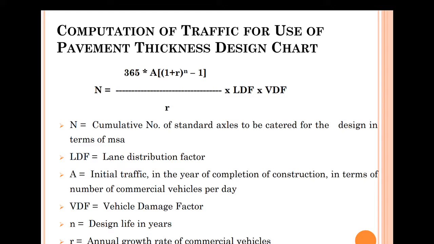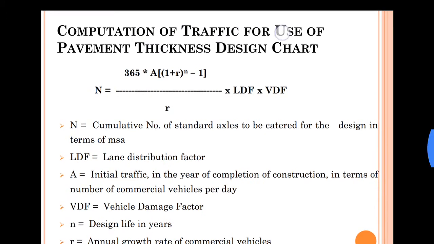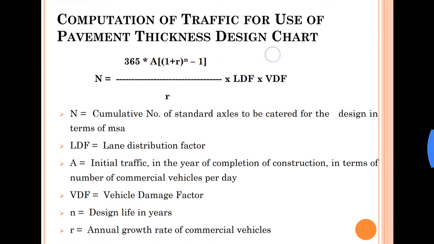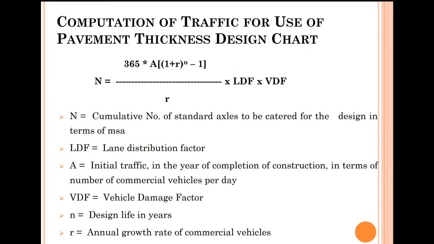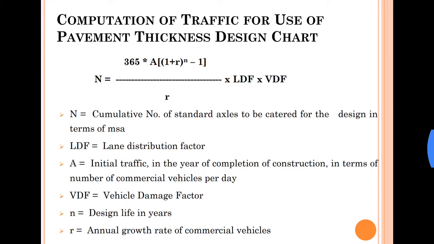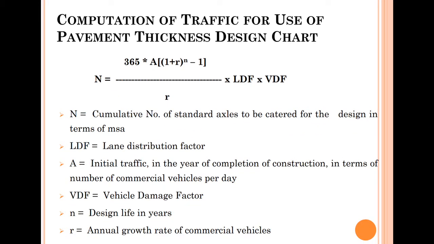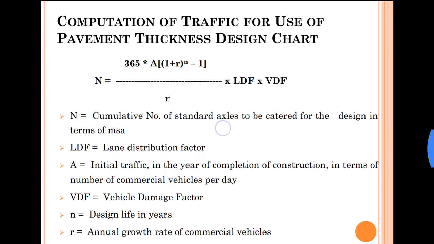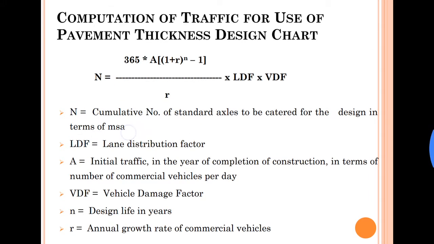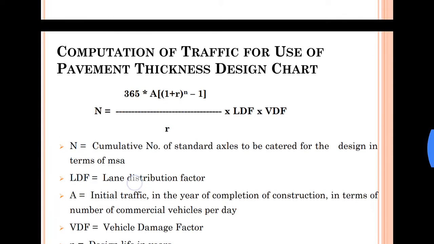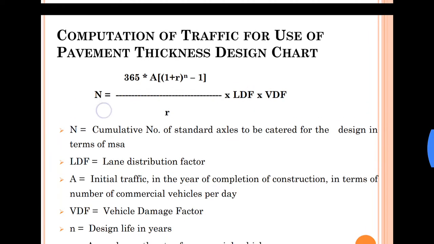Now, computation of traffic for use of pavement thickness design chart. Firstly, how do we compute the traffic? We have a formula to find out capital N, that is the cumulative number of standard axles to be catered for the design in terms of MSA. MSA is million standard axles. So we use this formula to find out capital N.